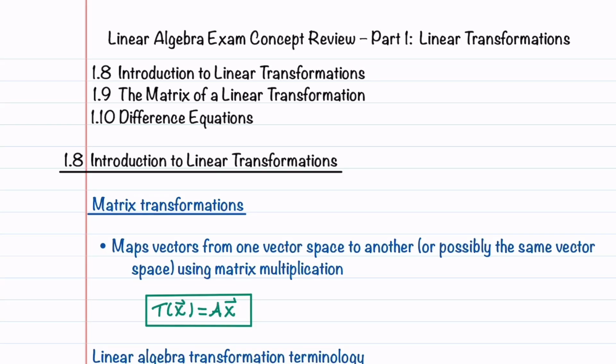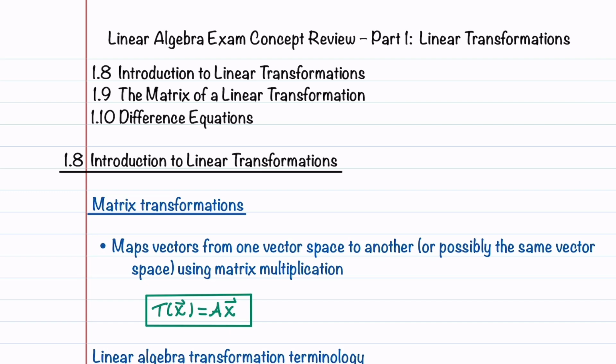If you're gearing up for an exam and need a quick review of linear transformations, you're in the right place. In this video, I'll break down the key concepts and highlight what you should know before your test. And if you're looking for more detailed explanations or additional practice problems, check out my full linear algebra series that covers these topics thoroughly. Let's get started.